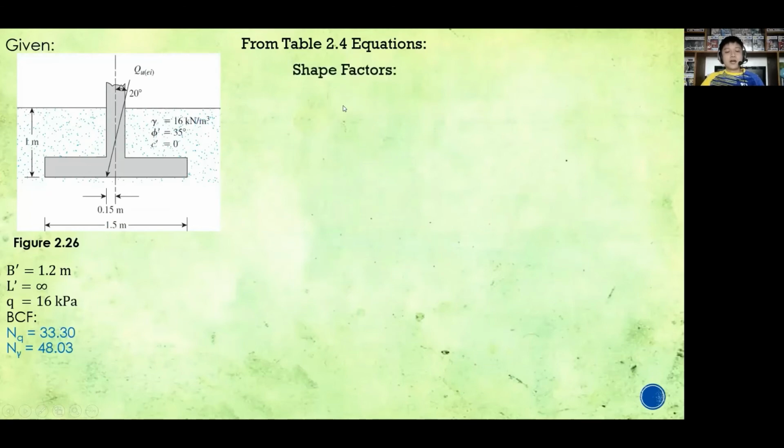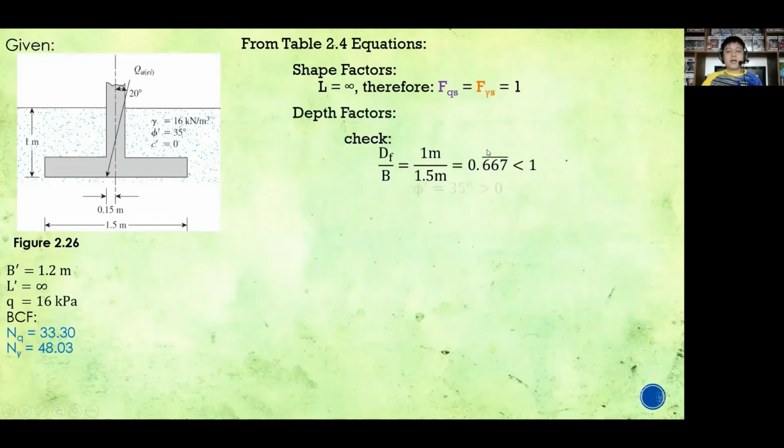Again, for the shape factors, since this falls under long, continuous, or strip footing, L is approximately equal to infinity value. So L prime is infinite, therefore FQS is equal to F gamma S, which is equal to 1. For the depth factors, again comparing dF all over B, no modification for B, still B as the original B. So dF, that is 1, divided by B, which is 1.5.